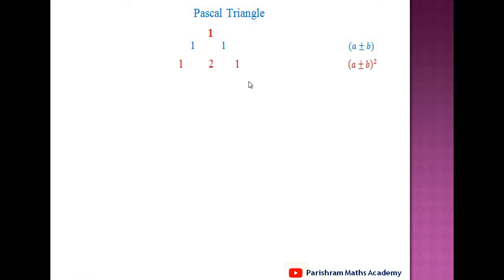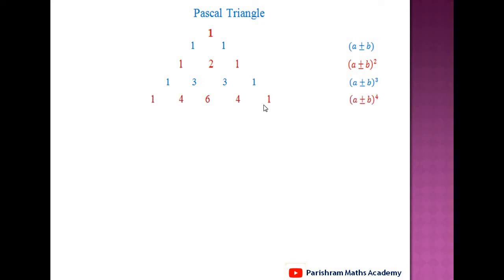If you take the next row, first take 1 here, this 1 plus 1 is 2, and the last again 1. Then from this row we get (a + b)², that is a² + 2ab + b², the coefficients taken from this row. Again take first 1 here, 1 plus 2 is 3, 2 plus 1 is 3, again the last 1. These are the coefficients of (a + b)³, that is a³ + 3a²b + 3ab² + b³.